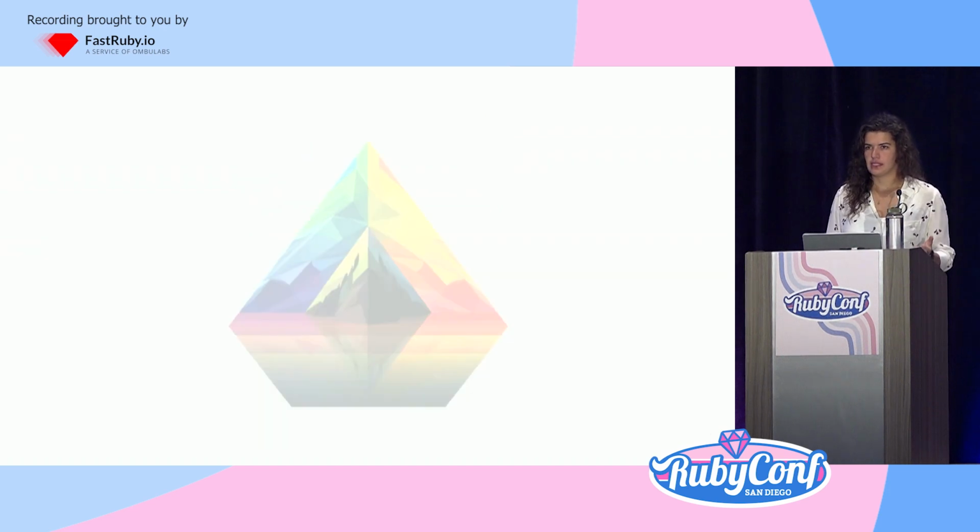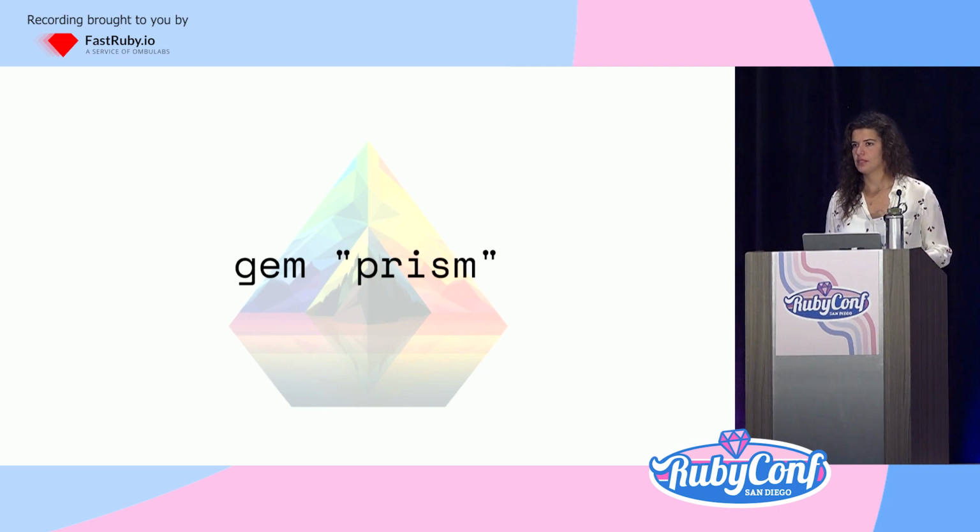So Prism already exists as a gem. You're welcome to use it. Many projects have already started integrating with it. It's also hopefully going to be included as part of Ruby 3.3.